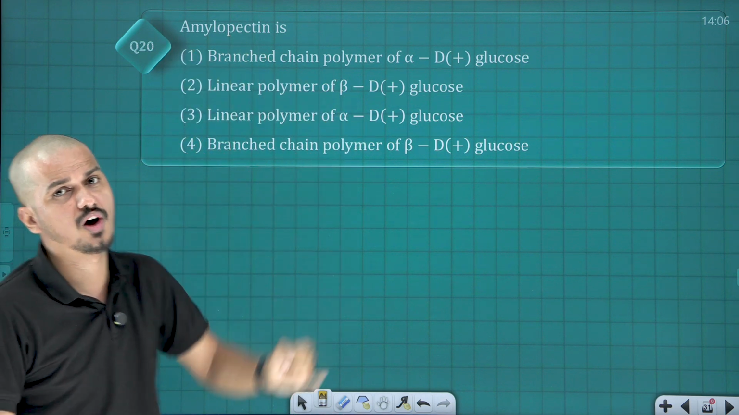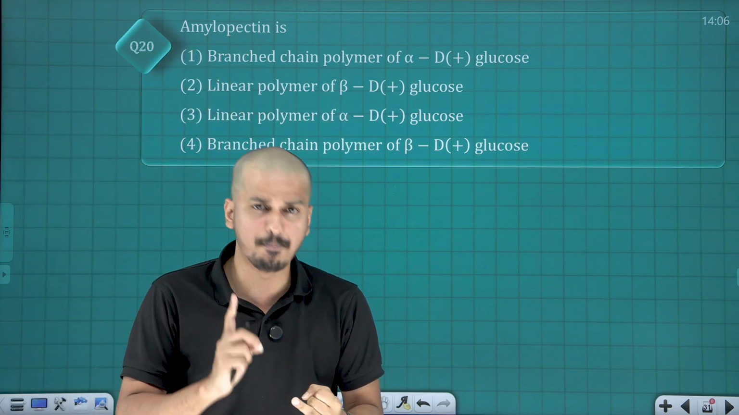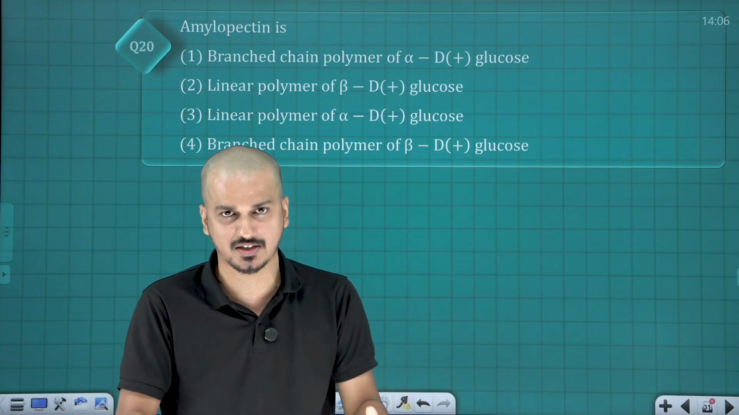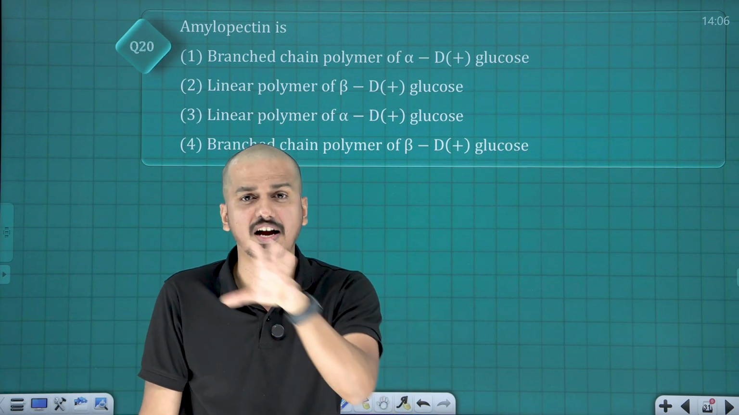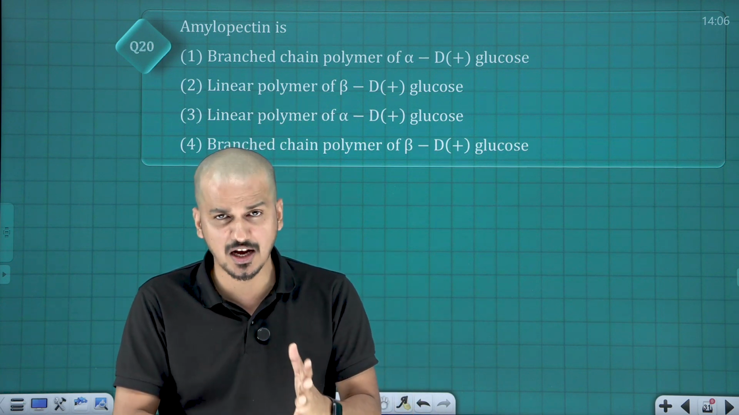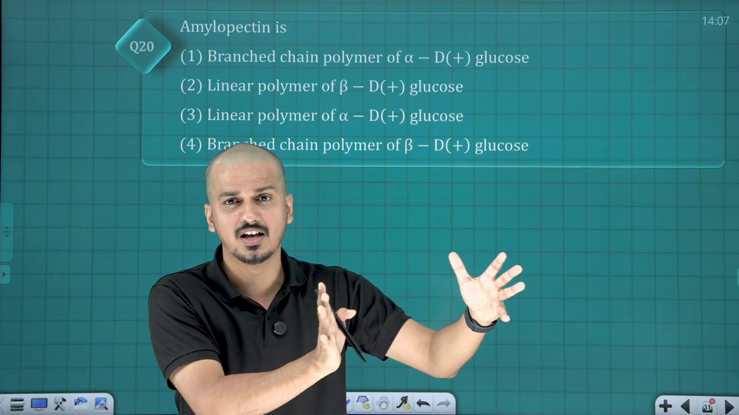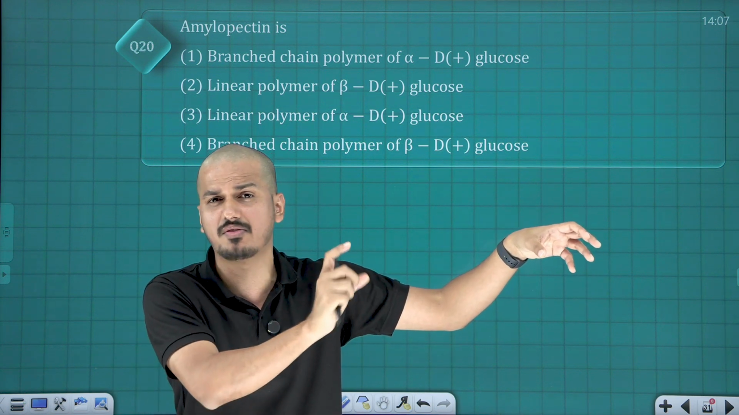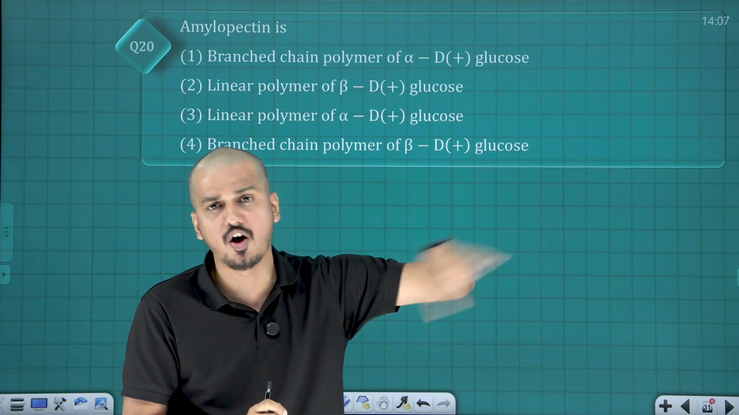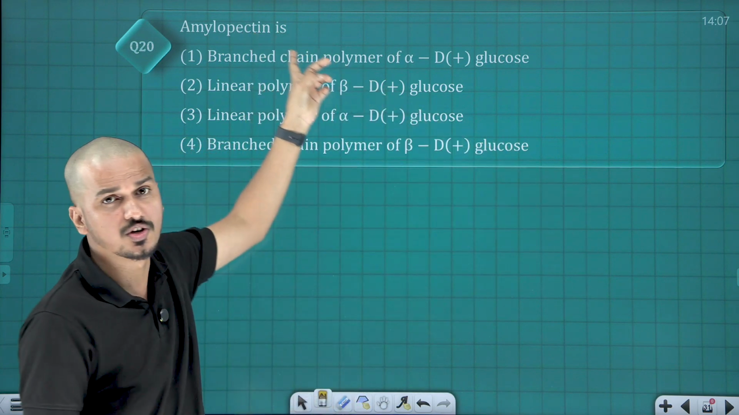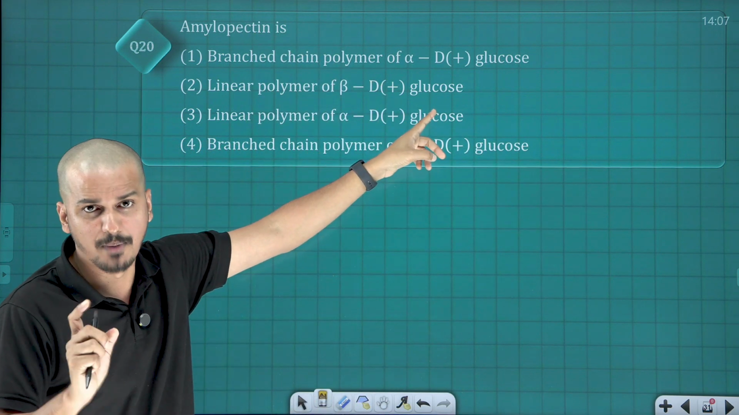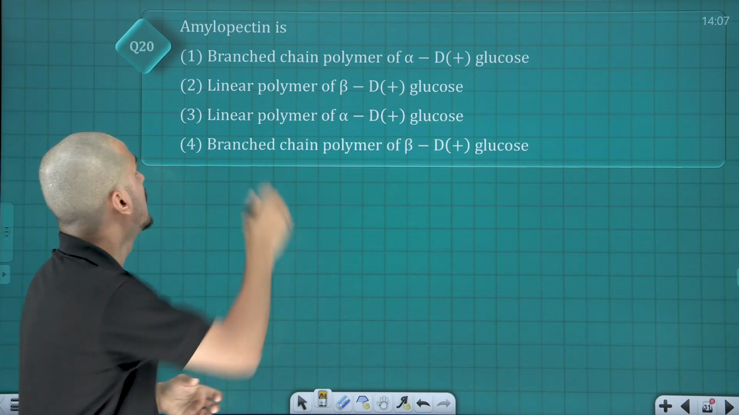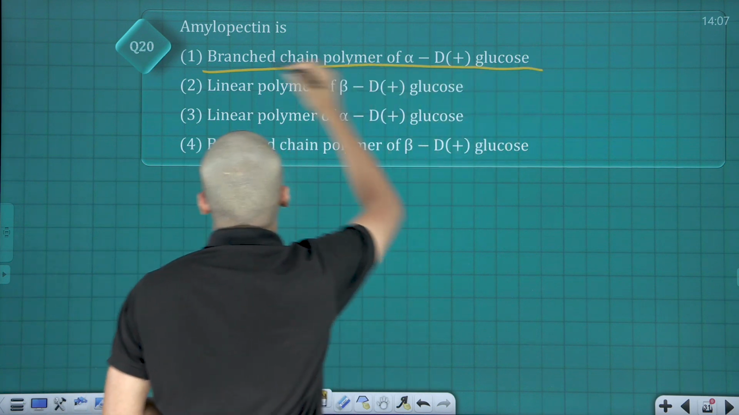Amylopectin and amylose both combine together to give you the amylum, the starch. Both are made up of alpha D glucose. In the case of amylose, it is only a long chain structure. All glucose units are connected with the C1, C4 linkage that you learned. But in amylopectin, also alpha D glucose only, but they have a long chain as well as 1,6 branches also. So it is a branched chain polymer of alpha D glucose.